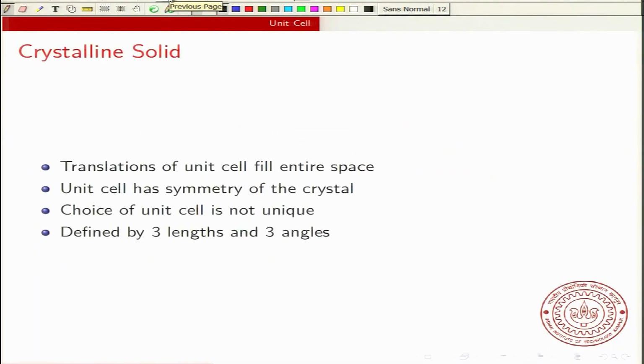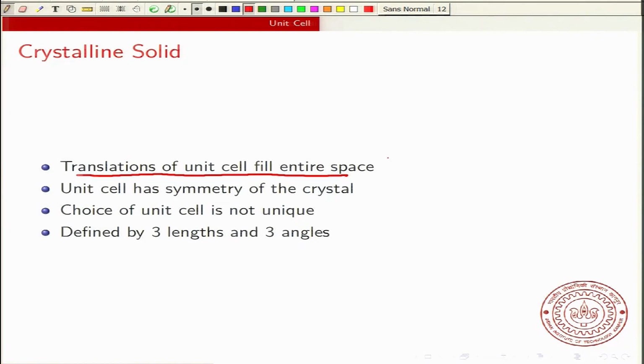As we saw in the last class, a crystalline solid consists of some repeating unit, and that repeating unit roughly we called the unit cell. What we said is that this unit cell is the repeating unit of the crystal, and translations of the unit cell have to fill the entire space without voids. And this was very important. We said that the translations of the unit cell should fill the entire space without any voids.